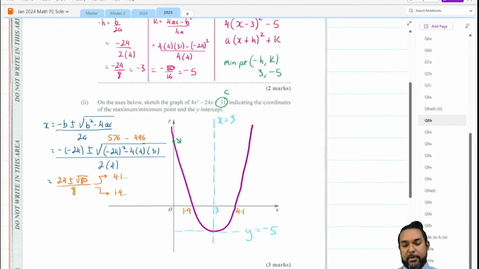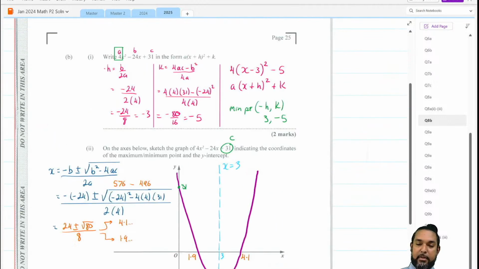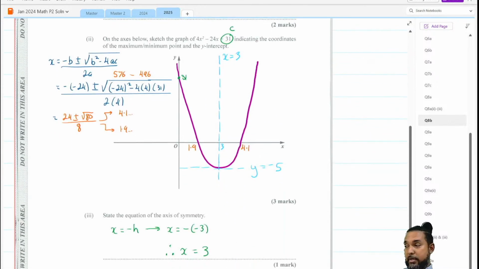Right. So yeah, so that's curve sketching. If anybody needs a refresher on that, I believe we did that back in July, August. So this is the Jan 2024 paper.